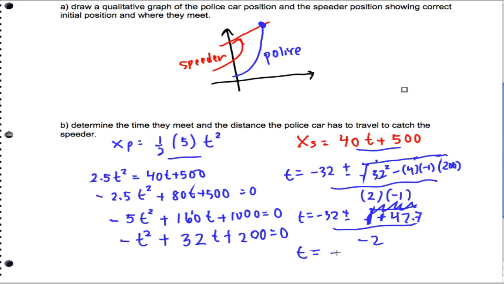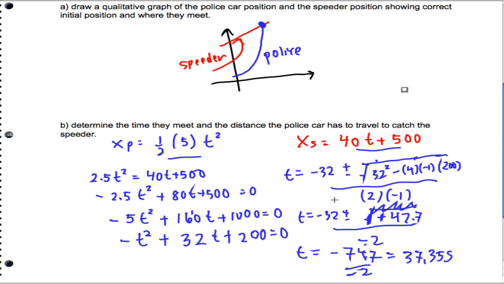So this ends up being negative 74.7 divided by 2. And finally, I can get my answer, and that will be negative, let's just do that. That'll actually end up being positive. So yeah, it's negative over negative, 37.35 seconds.